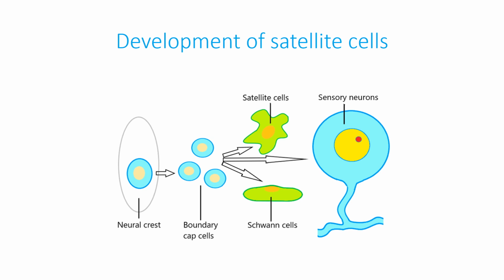Thus, satellite cells, Schwann cells, some terminal Schwann cells, and sensory neurons in dorsal root ganglia are derived from boundary cap cells. It was shown that in rodents 30% of paracytes in the skin originate from boundary cap cells.